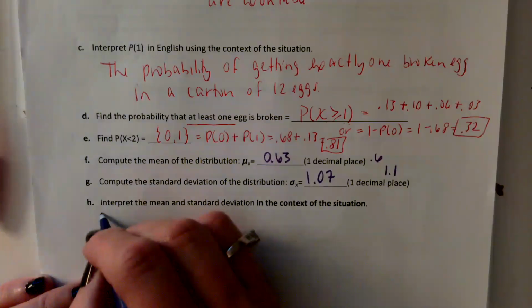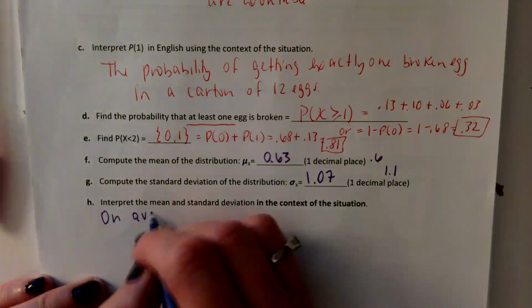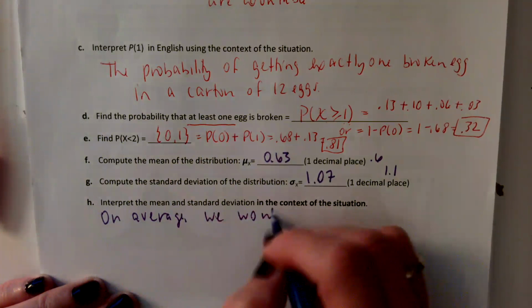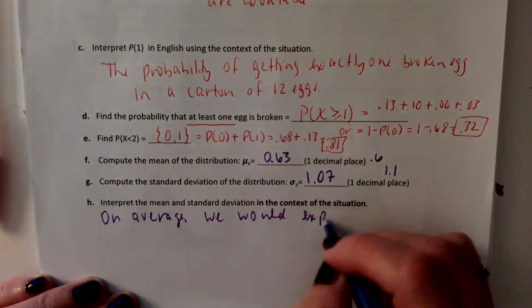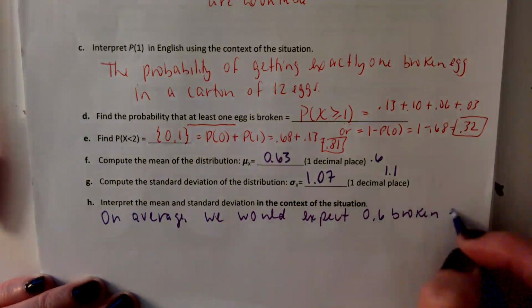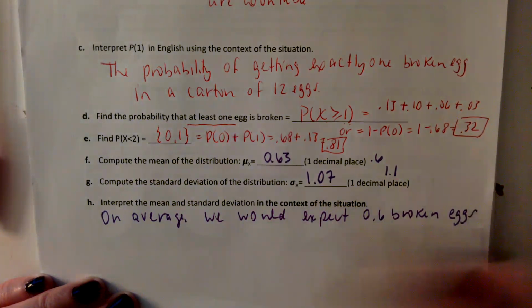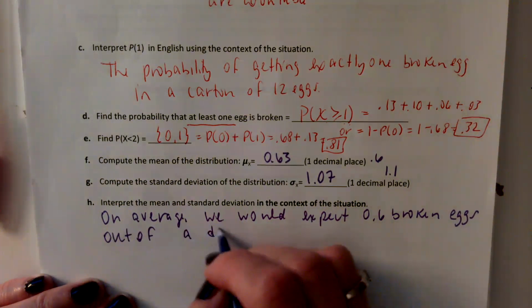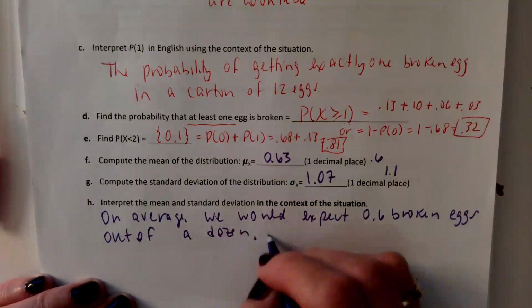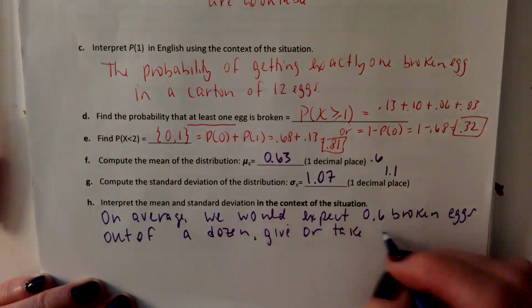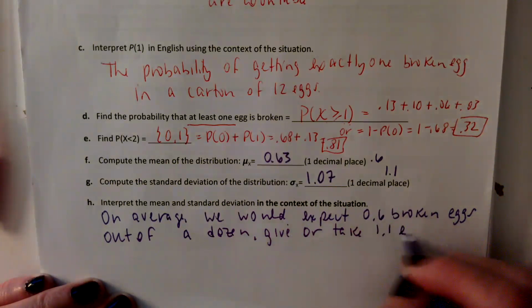This could just be 0.6. So on average, we would expect 0.6 broken eggs out of a dozen, give or take 1.1 eggs.